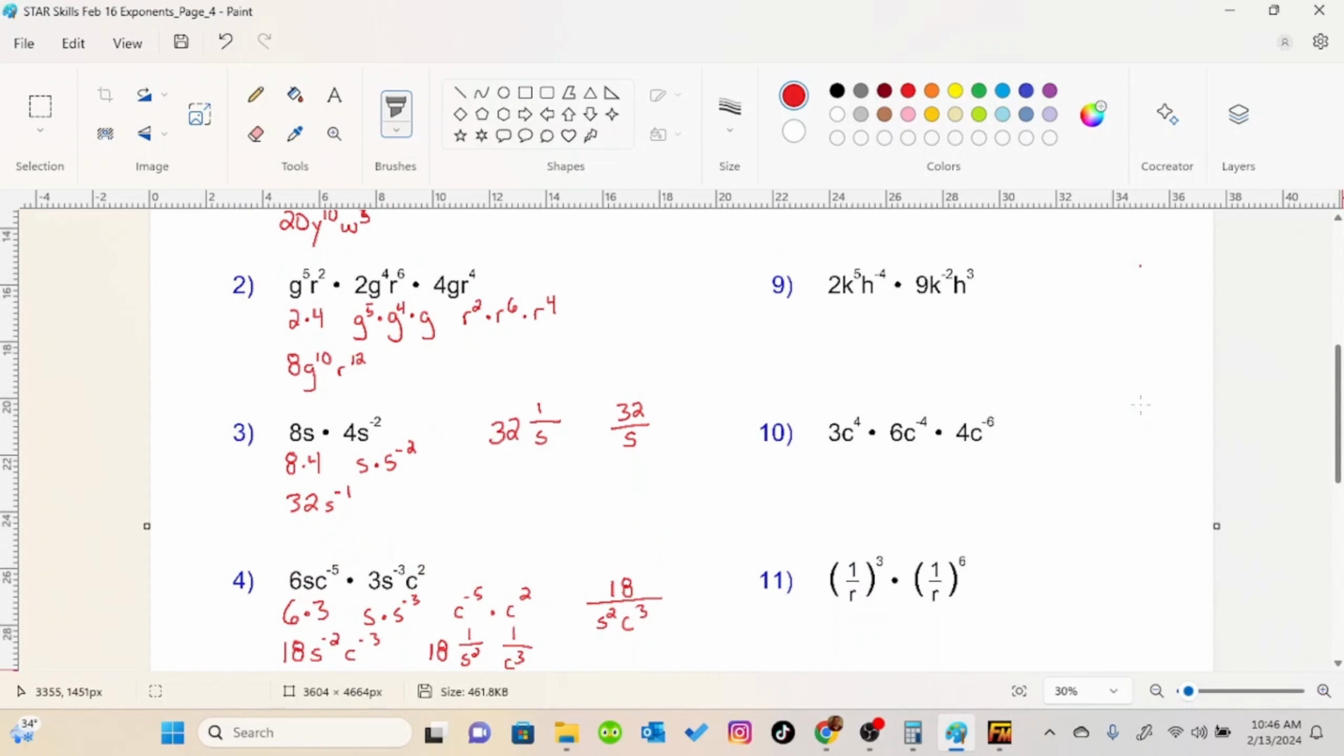Number 9. 2 times 9 is 18. K to the 5th times k to the negative 2nd. 5 minus 2 equals 3.